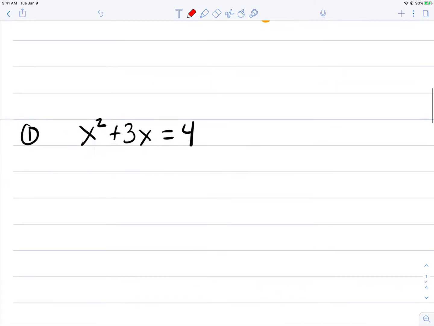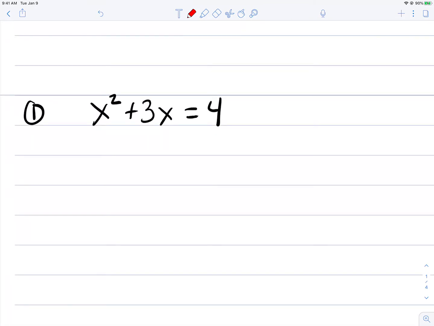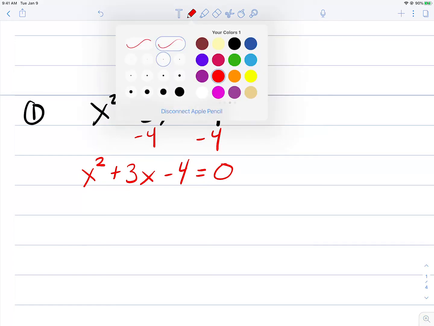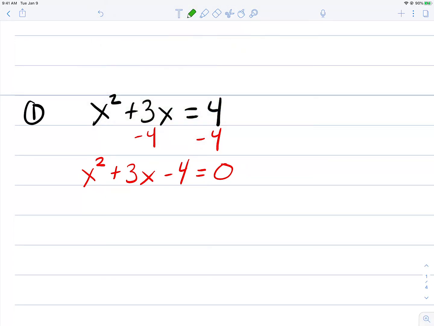So here's our first equation. We have x squared plus 3x equals 4. Step 1, it needs to say equals 0. So I'm going to subtract 4 from both sides. Since none of those are like terms, my equation now says x squared plus 3x minus 4 equals 0. Now, even if you can factor it, you're not going to factor it. I need to see your work with the quadratic formula. So yes, you will come across ones where you can factor. Don't do it. I want to see the quadratic formula.